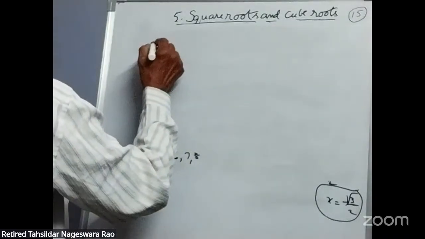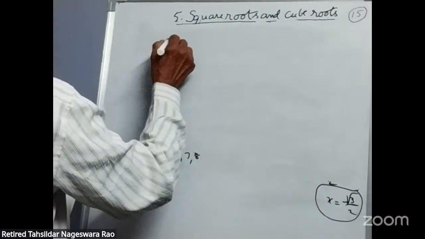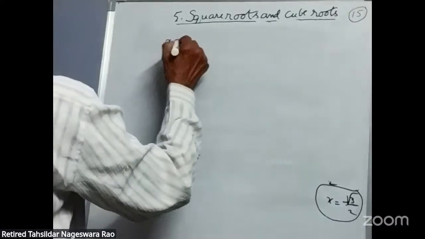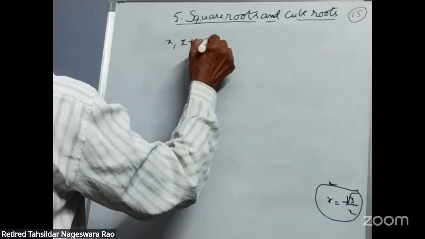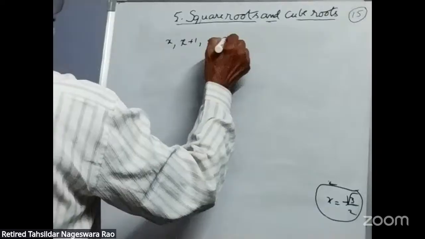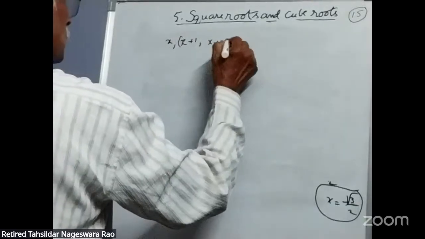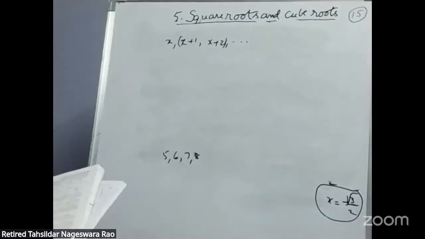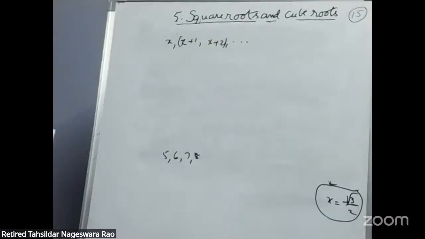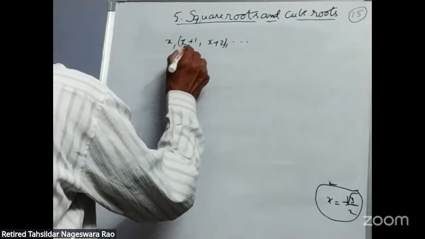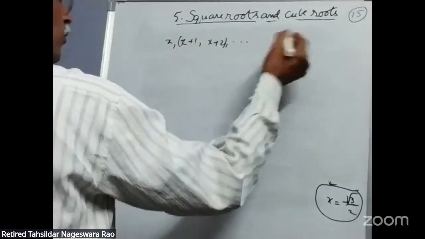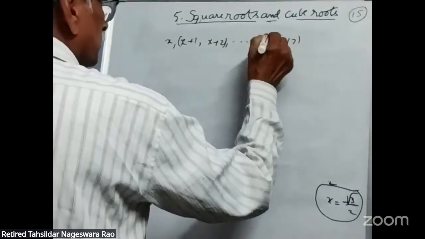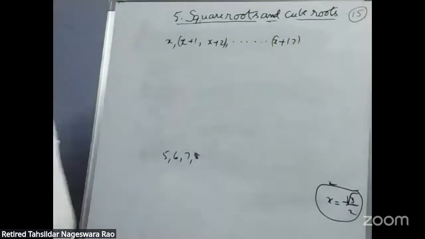Let us take it as starting from x. The first number is x. Next number will be x plus 1, x plus 2, and so on. What will be the 18th number? The first number is x, the second number is with 1, so the 18th number will be with 17. X plus 17 will be the 18th number. Those are the 18 numbers.